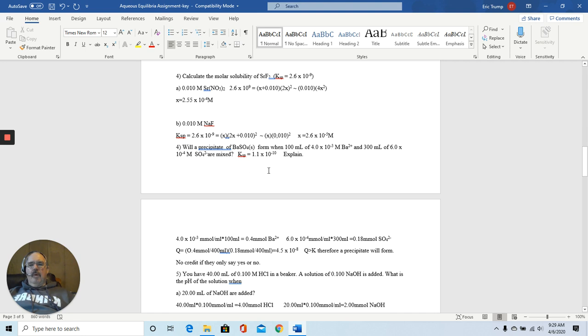All right, question number 4. Will a precipitate of barium sulfate form when 100 milliliters of 4.0 times 10 to the minus 3rd molar barium and 300 milliliters of 6 times 10 to the minus 4th sulfate are mixed? So what we need to do, we need to calculate the concentrations of both the barium and the sulfate.